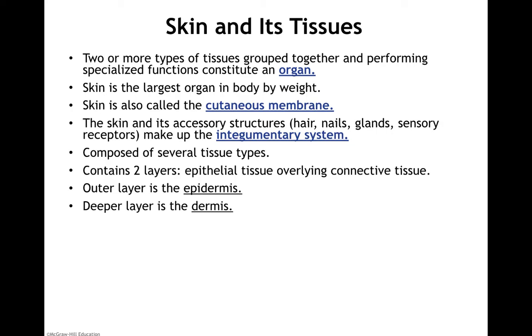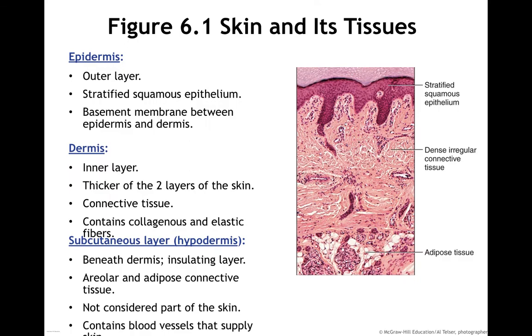The skin is a type of membrane known as a cutaneous membrane. It's got accessory structures, including hair, nails, glands, and sensory receptors, and altogether these things make up what we call the integumentary system. Skin itself is composed of several tissue types. There are two layers, the epithelial tissue overlying a connective tissue layer. That outer layer is referred to as the epidermis. The layer below that, the deeper layer, is the dermis.